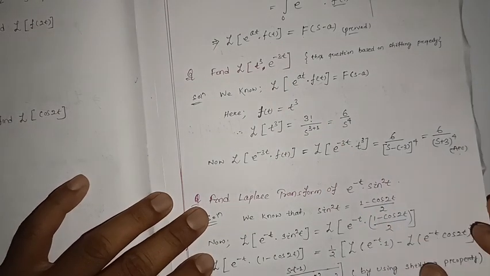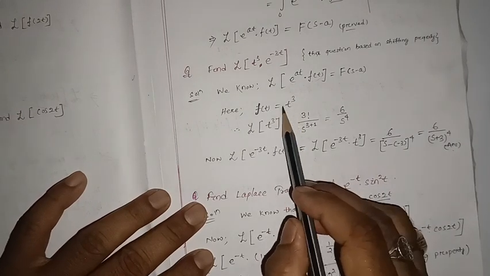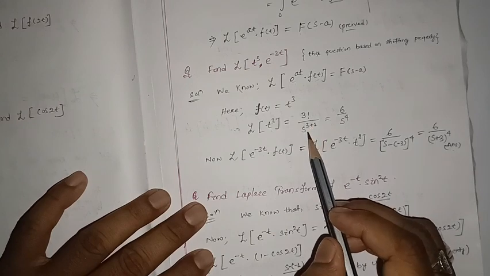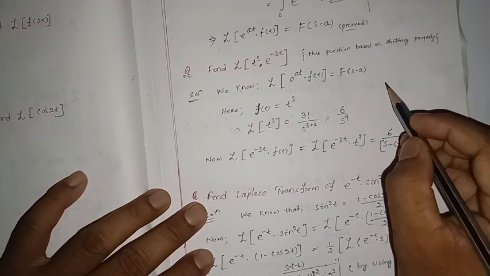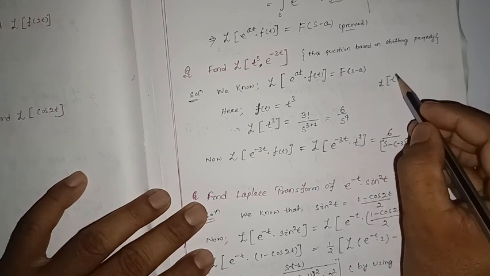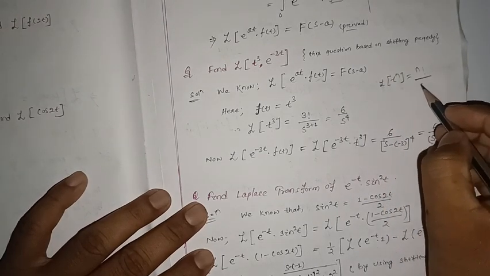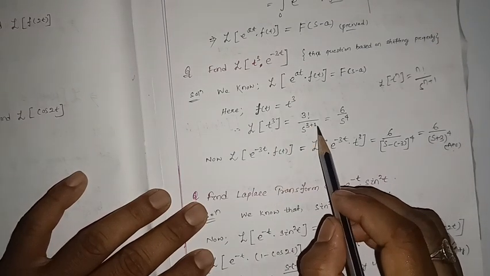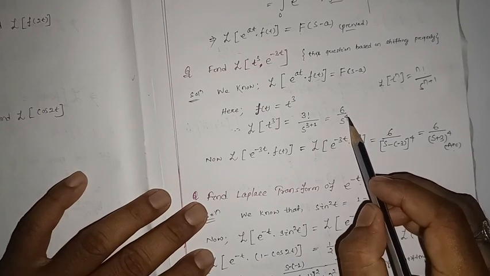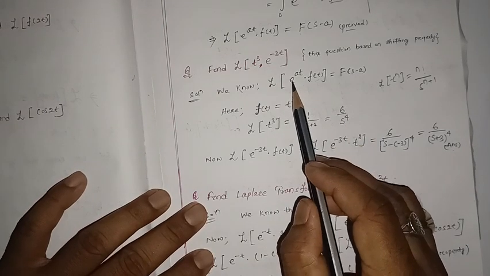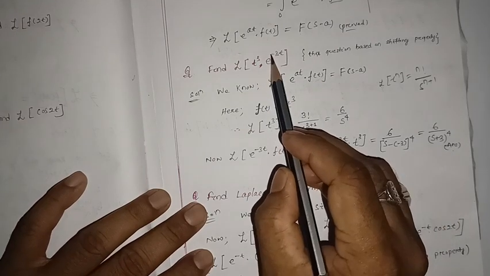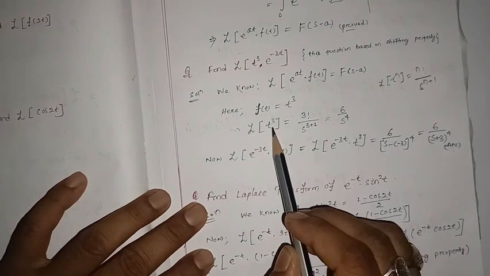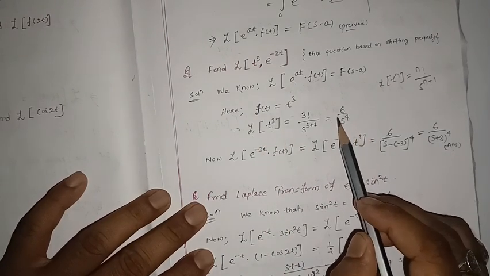So first we have to find the Laplace transform of t cubed. Laplace transform of t cubed will be equal to 3 factorial by s to the power 3 plus 1, because we already know that Laplace transform of t to the power n is n factorial by s to the power n plus 1. So for t to the power 3, it is 3 factorial by s to the power 3 plus 1, that is 6 by s to the power 4. However, here it is e to the power at f of t, that means e to the power minus 3t times t cubed.